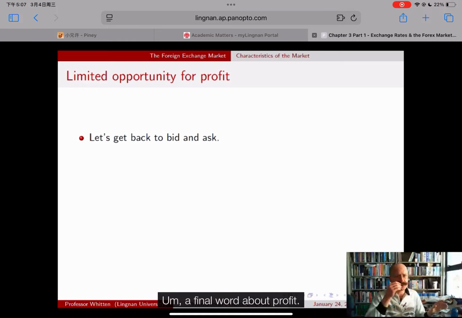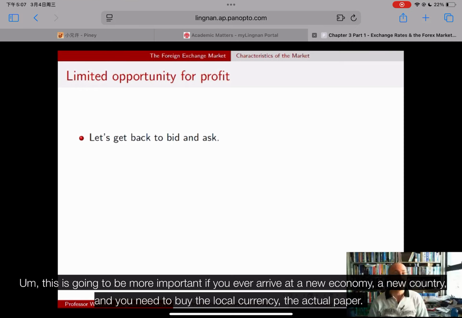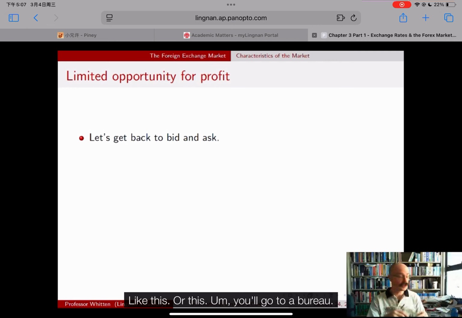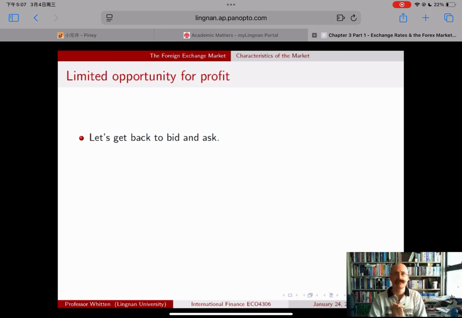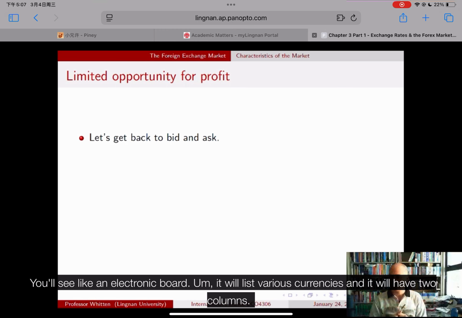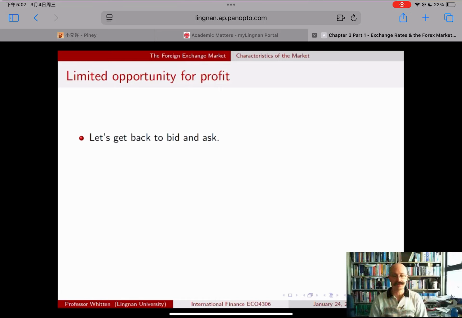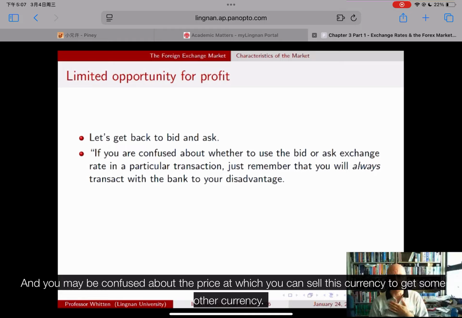A final word about profit. This is going to be more important if you ever arrive in a new economy, a new country, and you need to buy the local currency, the actual paper, like this or this. You'll go to a bureau de change. You'll see like an electronic board. It will list various currencies, and it will have two columns. And you may be confused about the price at which you can sell this currency to get some other currency.